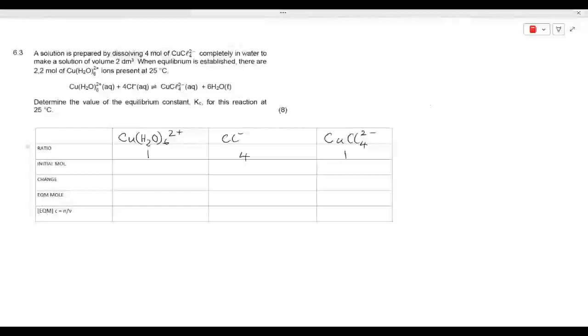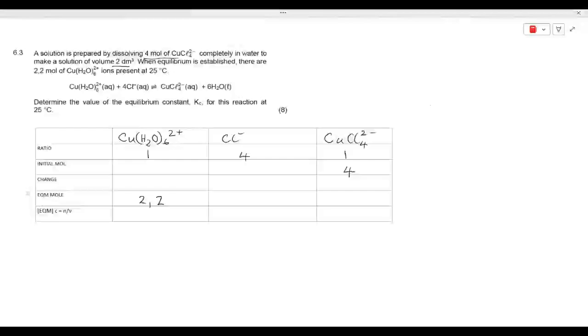So the next thing we can see from the question that they've given us, we are told that a solution is prepared by dissolving 4 moles of copper chloride. So this is the initial number of moles. So we've got 4. Completely in water to make a solution of 2 dm cubed, that's the volume. When equilibrium is established, there are 2.2 moles of copper hydroxide. So at equilibrium, we are told we have got 2.2. So all this information is given in our question.